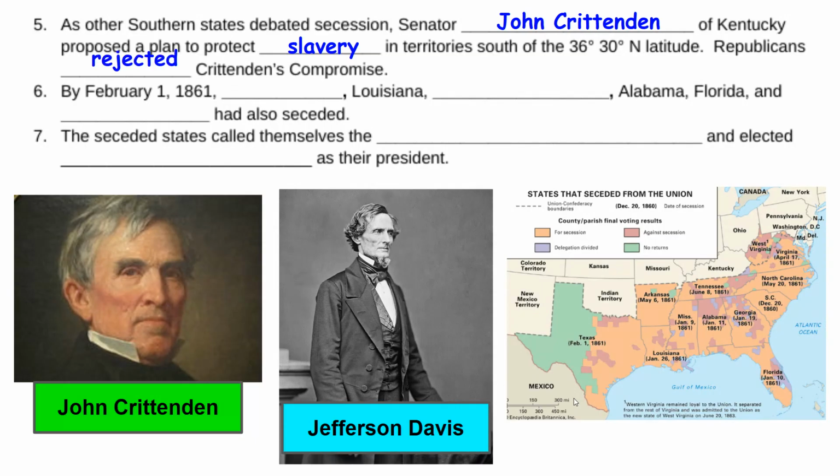And Republicans rejected Crittenden's compromise. Okay, this was something that was happening in Congress in Washington, D.C., in that period of time after the November election, but before Lincoln is inaugurated. By February 1st, 1861, Texas, Louisiana, Mississippi, Alabama, Florida, and Georgia had all voted to secede, and they were starting to form a new country.